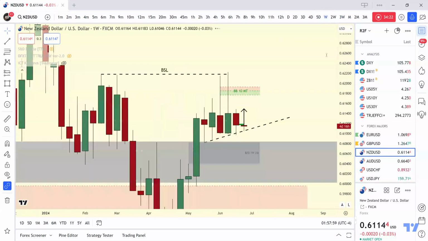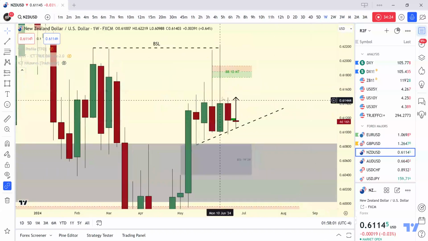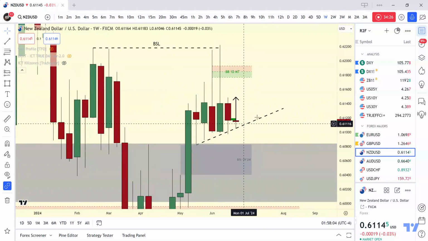Just have a look again on the weekly. Yeah, we have all this chop. I took that out. I think we can take this out. Stab into that.